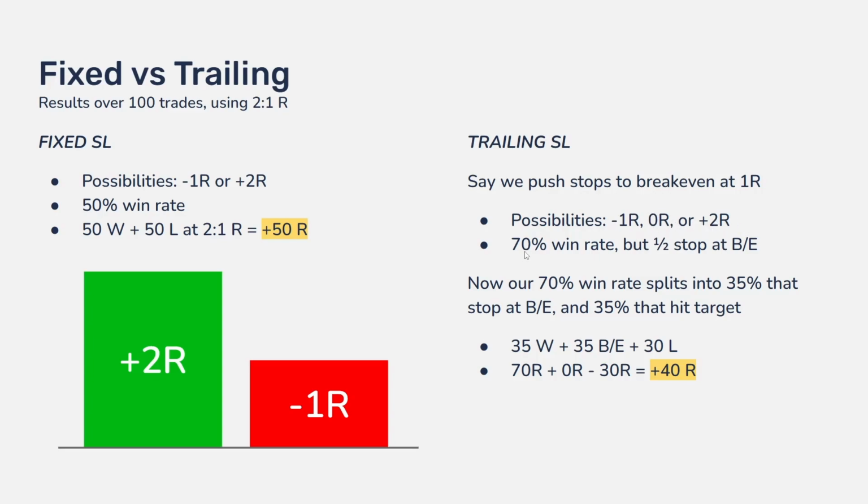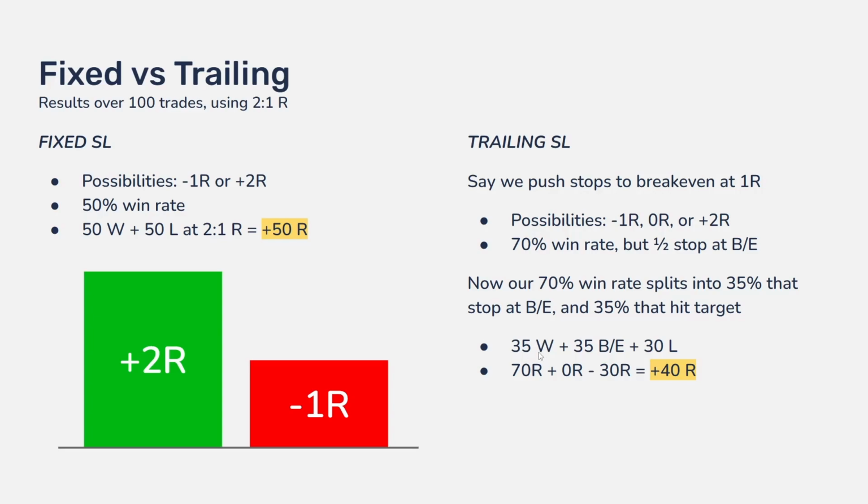And if you push your stops to just above break even, so that all your break even trades are just gaining a couple bucks each time, then let's say you have a 70% win rate, but half of them stop out at break even. So now that 70% win rate, although it sounds good on paper, splits into 35% that stop out at break even and 35% that hit the target.